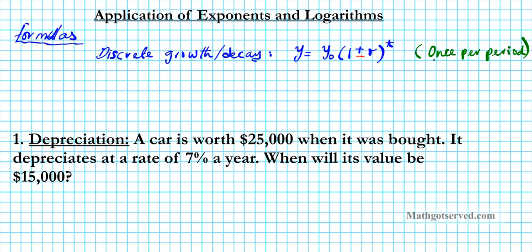Whatever period the growth rate is written in terms of, that's what will happen. Let's say if it's a year, it'll be once a year. If it's a month, it'll be once per month. So whatever time period the growth rate applies to.